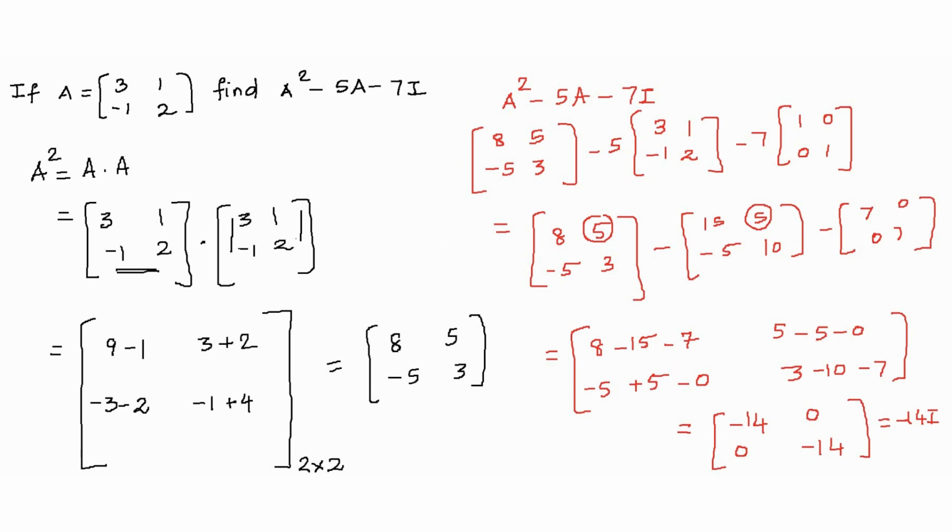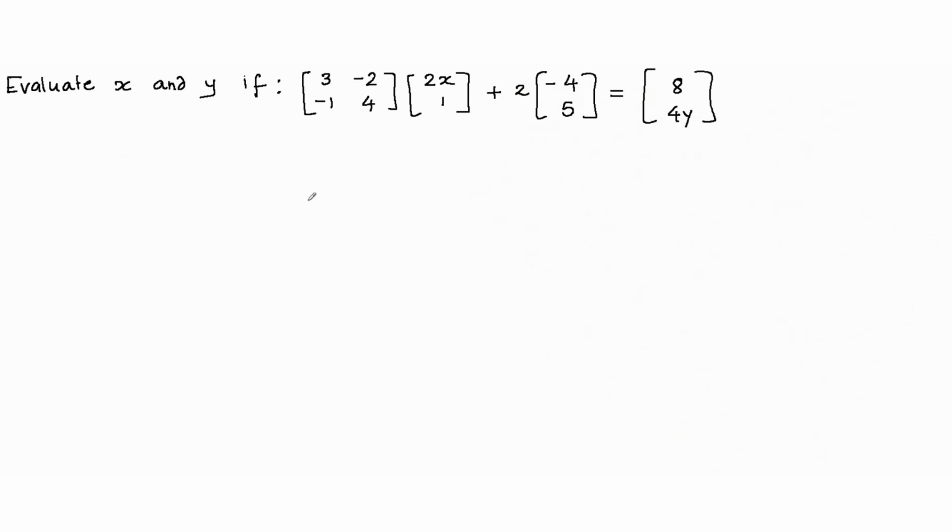Okay, next one. Find the values of x and y if this equation holds true. So in these two matrices, I notice that a multiplication is applicable and this is simply adding the scalar quantity with a matrix. So let's multiply. This is a 2 by 2 matrix. Let's apply the rules. You have a 2 by 2 matrix here and a 2 by 1 matrix here. So the resulting matrix is again going to be a 2 by 1 matrix.